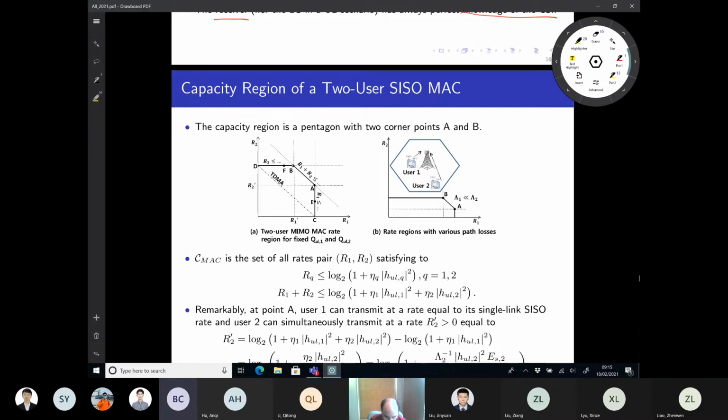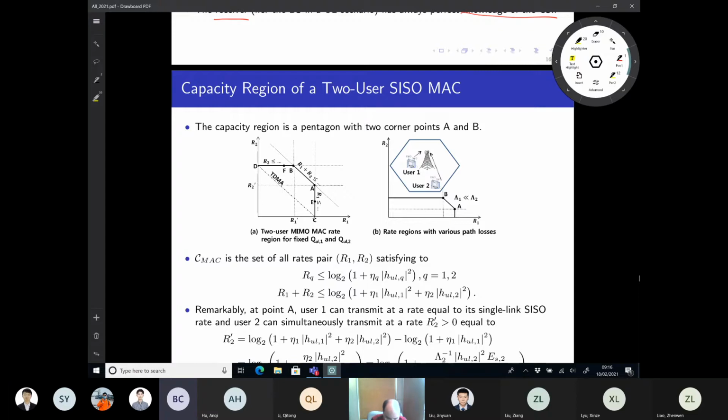In this example, the whole area of this pentagon is larger than the area that you get if you do TDMA. TDMA is time division multiplexing, which you may know already. It essentially means that only one user at a time transmits. Either user 1 transmits or user 2 transmits. So this figure shows that the capacity region is larger than the rate region achieved by TDMA, when only one user at a time transmits.